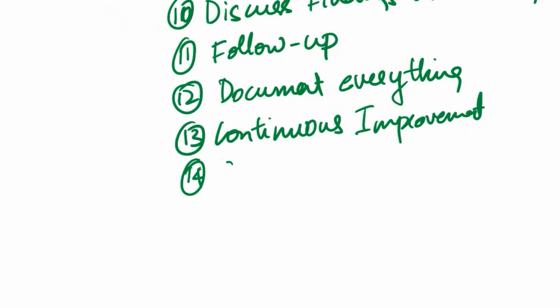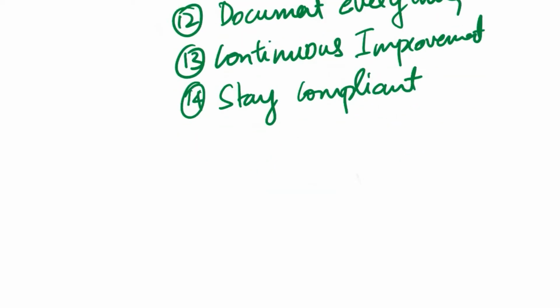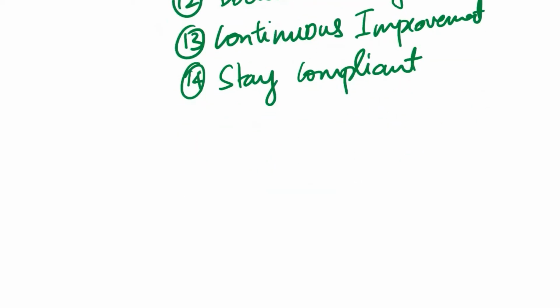Step 14 is stay compliant. Ensure that the audit process remains compliant with all applicable laws, regulations, and industry standards. This includes data privacy regulations and ethical guidelines for auditors.